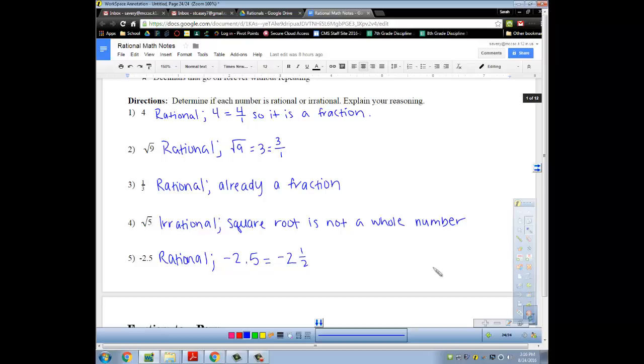So your homework is just identifying if it's rational or irrational. So if you have any questions, feel free to email me.